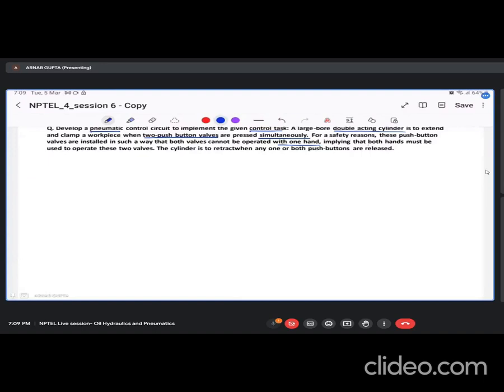Okay. So let us try to draw the circuit. You can start from both sides. You can either start from the cylinder side or you can start from the valve. So there will be a power source. There will be an FRL unit, that is the filter regulator and lubricator unit, since it's a pneumatic control circuit, and then that will be supplied to your regular circuit, right? So let's start.